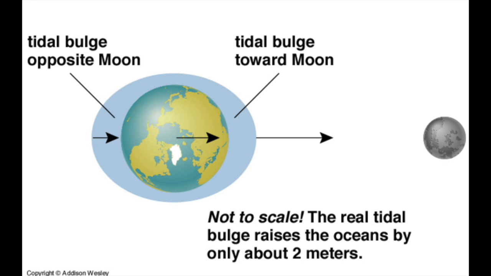Tidal bulges are formed on opposite sides of the planet through a combination of gravity and inertia, and stay aligned with the moon as the Earth rotates.